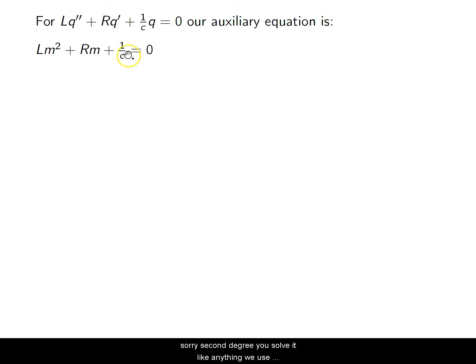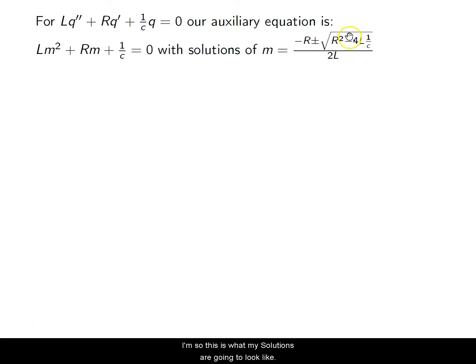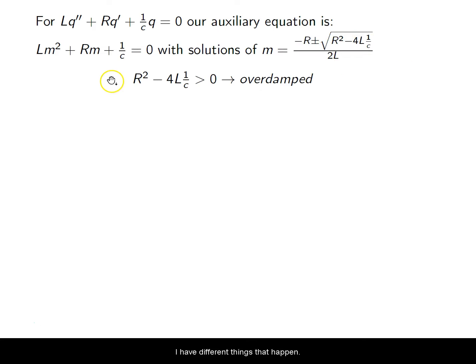It's second degree. We solve it like anything. We use the quadratic formula, right? So this is what my solutions are going to look like. So I have different things that happen pertaining to the discriminant here.